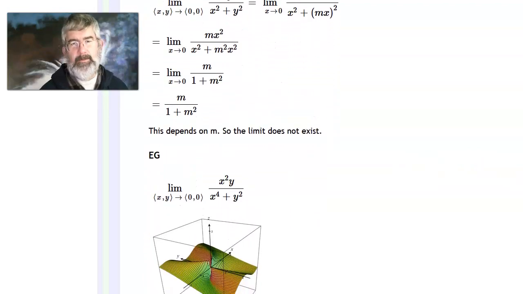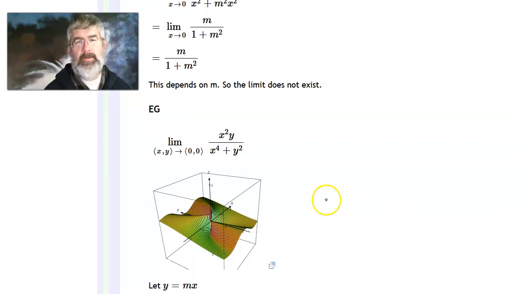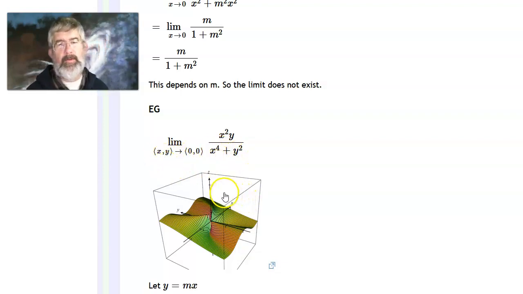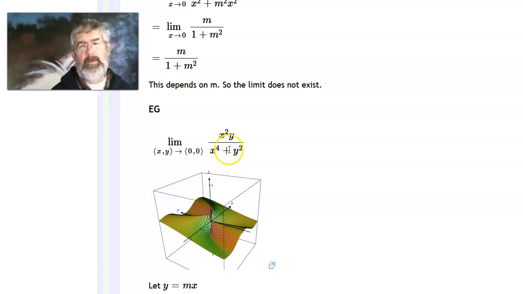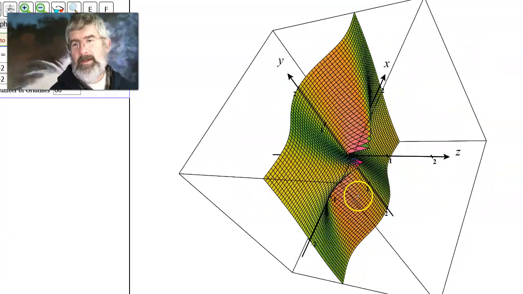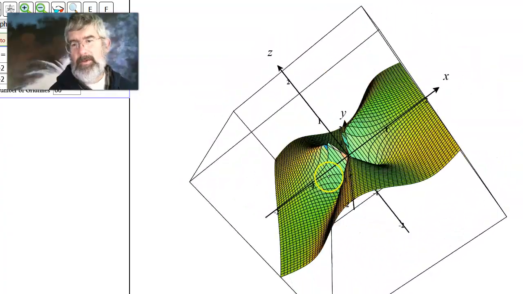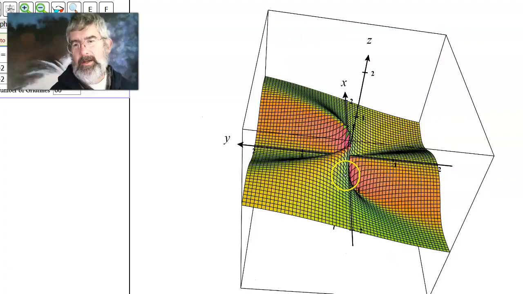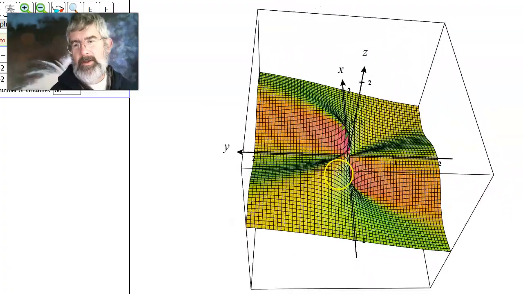Now let's try another one. Here is x squared y over x to the fourth plus y squared, and the limit as x, y goes to 0, 0. Again, this is a 0 on the bottom and a 0 on the top, so I need to do more work. I'm going to take a look at this just to let you see this surface. It's kind of a goofy surface. Something's going on there. It's definitely pinched.